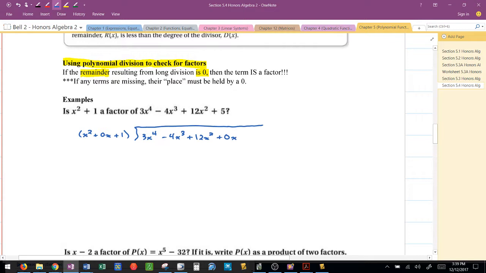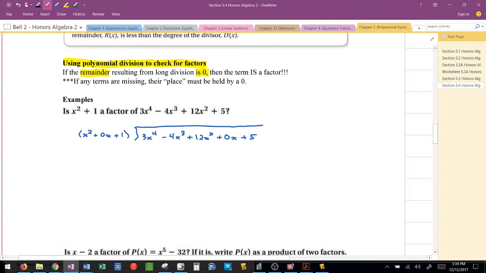0x and then plus 5. So I look again: fourth, third, squared, first, none. I make sure that every missing piece is taken care of. All right? Sometimes I'll need them, sometimes I won't. But I want to make sure when I set it up that everything's accounted for.